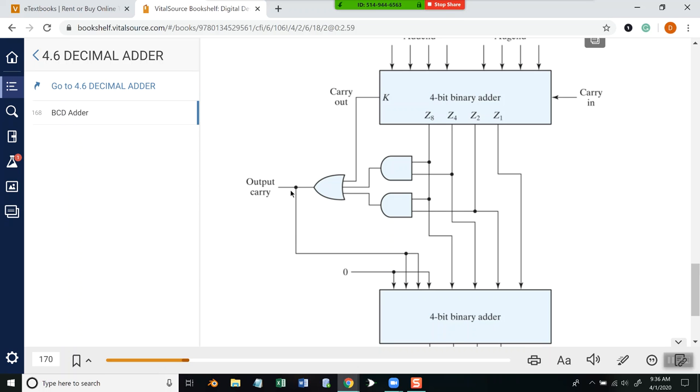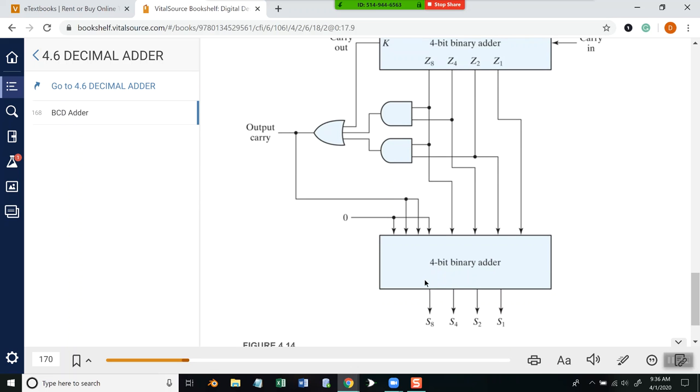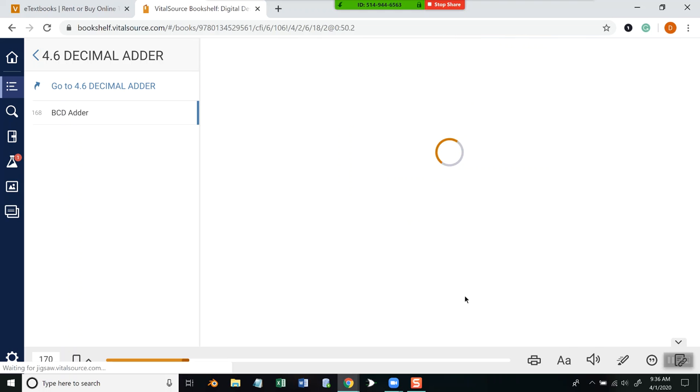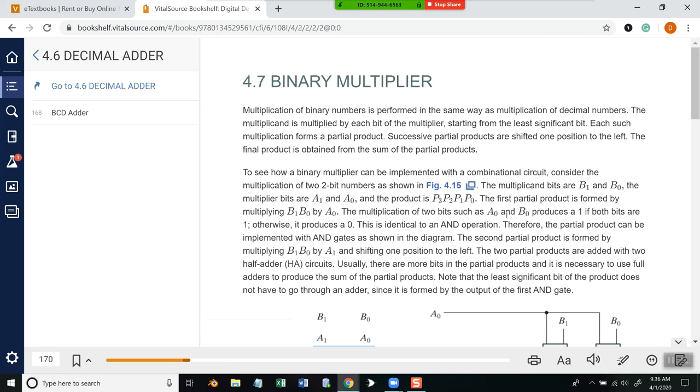Specifically, though, notice that the output carry is branching off down into here as these Z8, Z4, Z2, and Z1 are coming in to a 4-bit binary adder. And then we've got a 0 that's coming in here to help control the results. So that's a BCD adder. We're not going to spend a huge amount of time on that. These are just giving you examples and how they can be implemented.